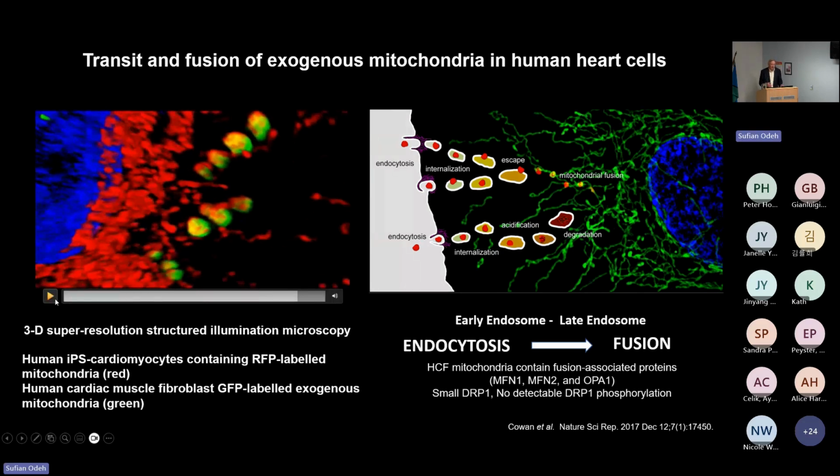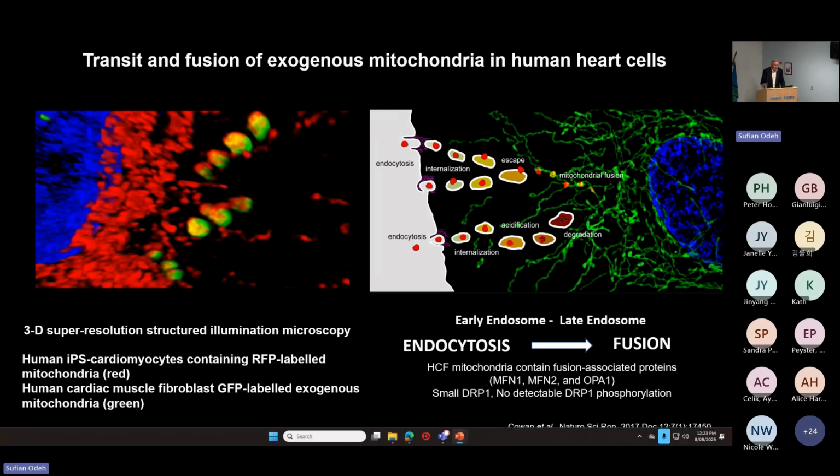Once they fuse, you see all the normal fusion proteins, MFN1, MFN2, OPA1. Those are the fusion proteins. We get a small amount of DRP1, which is a fission protein, but it's not phosphorylated. So all the action that I'm going to show you is fusion, not fission. The mitochondria are not decorated with Parkin, so we don't have that going on.